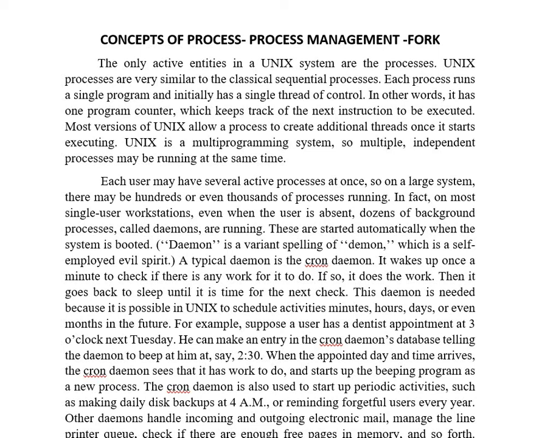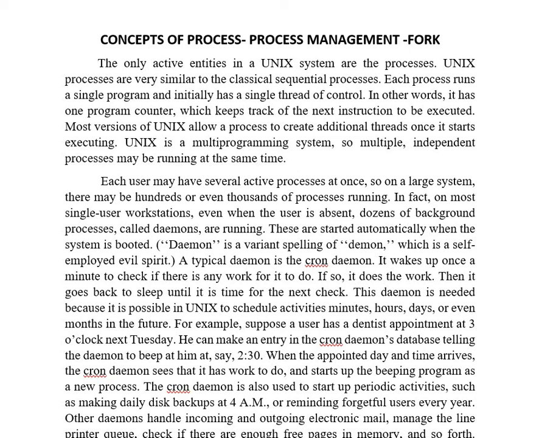Coming to the process in Unix. The active entities in the Unix system are called processes. These processes are similar to the classical sequential processes, and each process runs a single program and initially has a single thread of control. In other words, it has one program counter which keeps track of the next instruction to be executed.